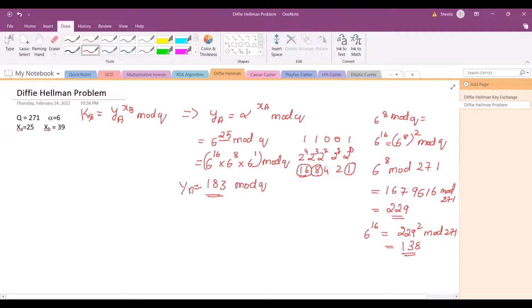So now the public key ya is equal to 183. Using this, I need to calculate the session key. So let me express the session key as ks is equal to ya to the power of xb mod q. As I told, first we have to express xb in terms of binary. Here xb is 39.